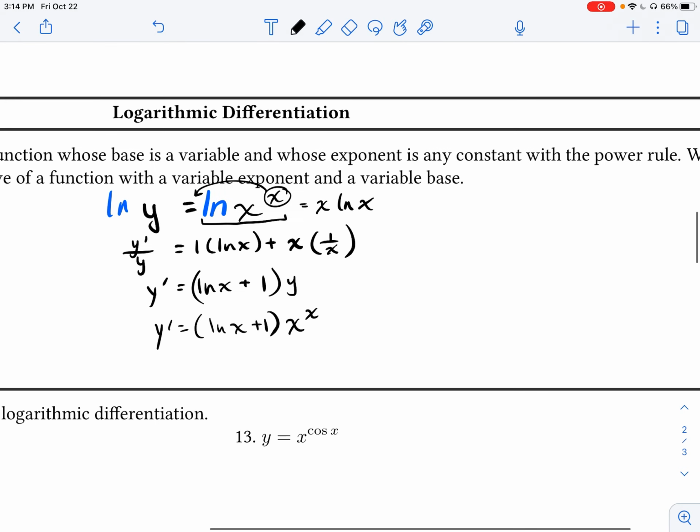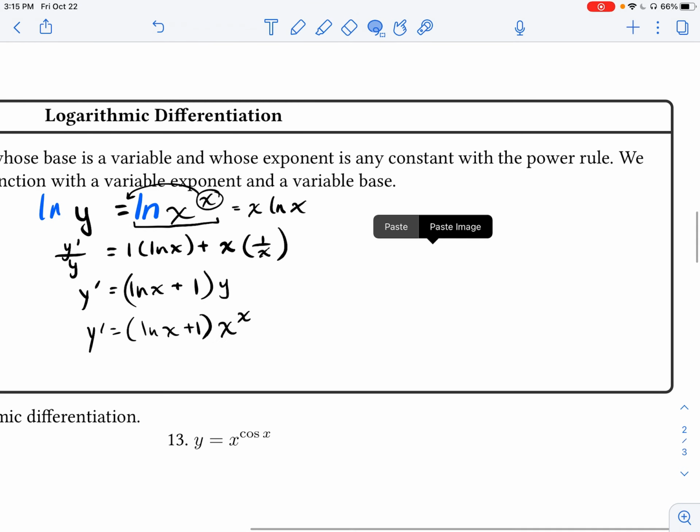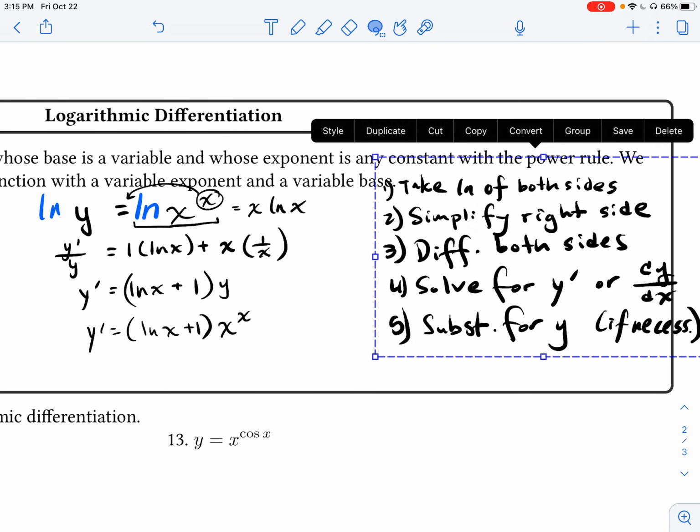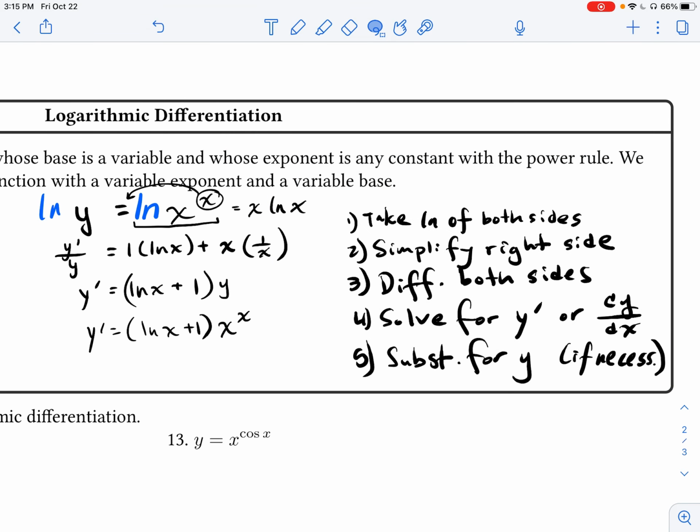So just to summarize, I'm going to go ahead and write down those steps here. Here they are. Let me just make them a little smaller so they fit. Here are the steps if you want to go ahead and write that down, just kind of recapping what we did. Okay? So let's try a couple of practice problems with this.